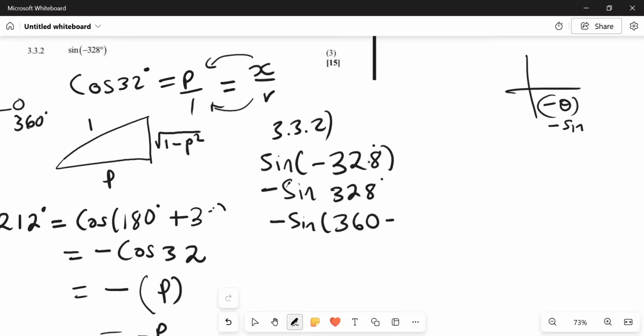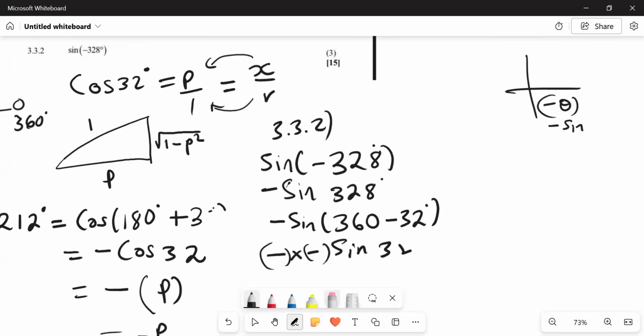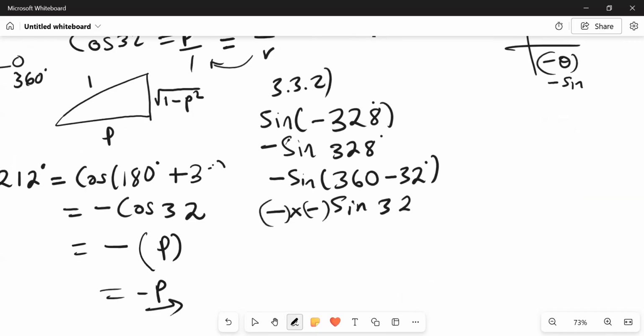And then from here, sine in 360 minus, quadrant 4, sine is negative there. So this will give us a negative times a negative, right? And then you have your sine of 32. So I'm doing this for those who won't understand when I just write a positive. I hope now it will make sense. So the final answer now is positive sine 32.